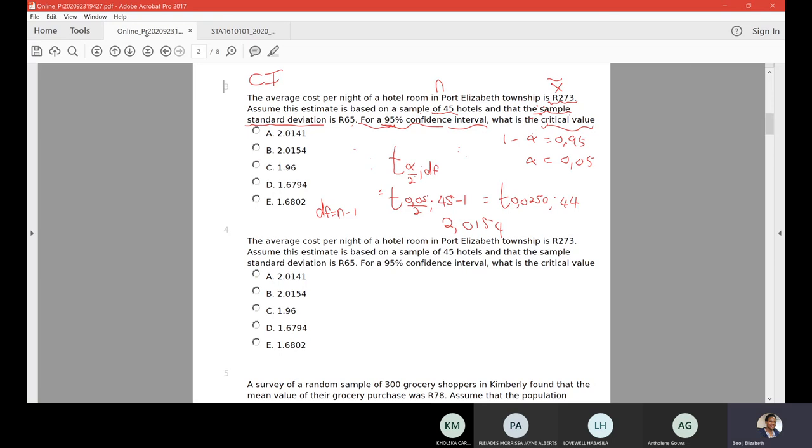And let's look. 2.0154, which is option number B.